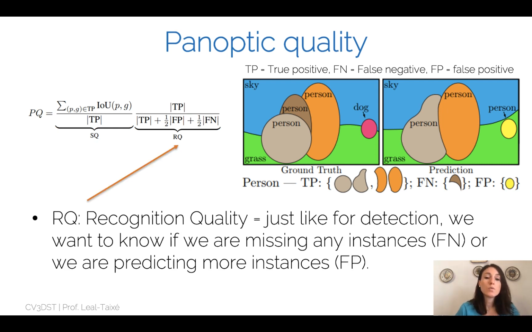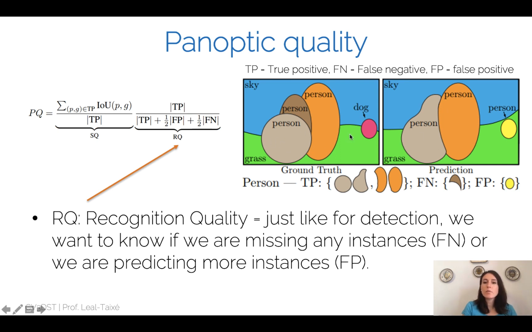And now we go towards measuring the actual recognition quality. The same as for detection, we want to know if we are missing any instances, which would lead to false negatives, or we are predicting more instances, which would lead to false positives. In this case we have an example of a ground truth where we have 3 persons, 3 instances, and a dog. In our prediction, the sky and the grass are predicted more or less correctly, but there is 1 person missing and the dog is misclassified as a person. So in this case, we would have several true positives, right?